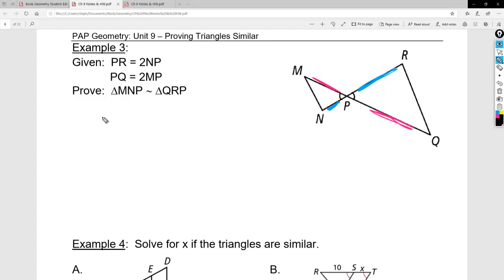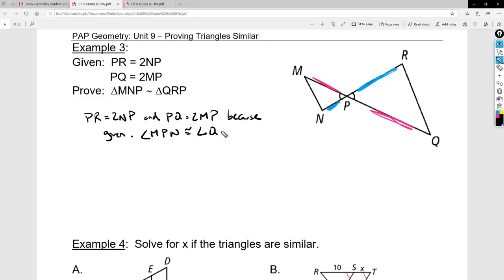So let's do a paragraph proof this time. Let's write the given. So PR is equal to 2NP and PQ is equal to 2MP. Then I know that my angle here, so I can say angle MPN is congruent to angle QPR by vertical angles.